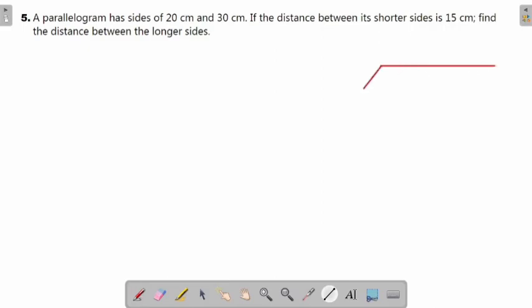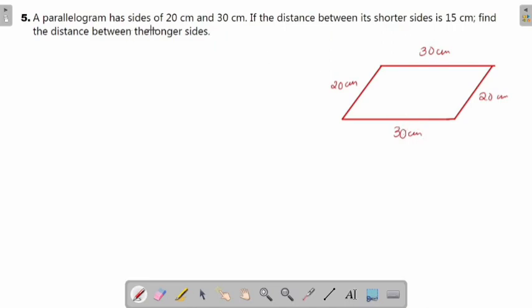Okay, so in this parallelogram you have two sides given. So one side is given to be 20 centimeter and another side is given to be 30 centimeter. Okay, and see, this is 20 centimeter, then obviously this will also be 20 centimeter, right? Okay, and if this is my 30 centimeter, this will also be 30 centimeter.